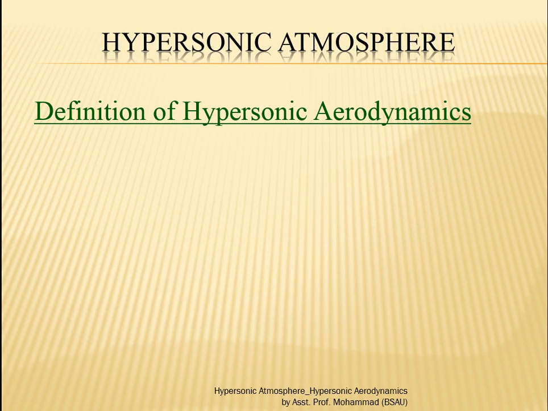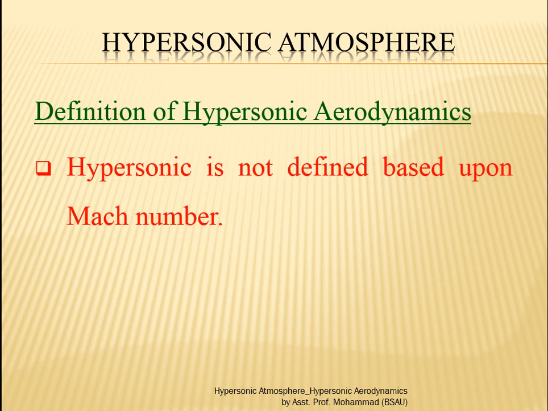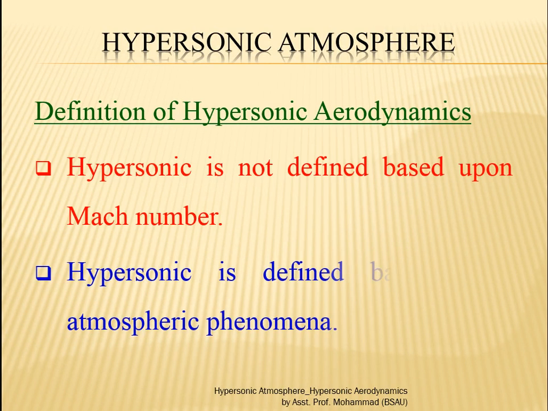The definition of hypersonic has basically two dimensions. The first dimension is that hypersonic is not defined upon Mach number. Definitely it is associated with speed, but there is no sharp boundary across which the flow becomes hypersonic. So we don't use Mach number in the definition of hypersonics. So how do we define hypersonic?